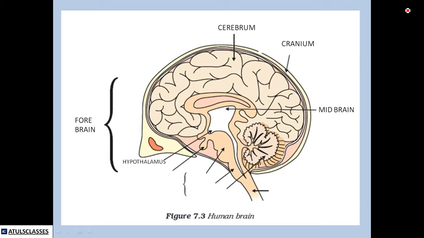Then we have the midbrain, then the pons, medulla, and the cerebellum. All these three combine to form the hindbrain. These are connected with the spinal cord, so we call the hindbrain the brain stem also. One most important endocrine gland that is also present in the brain is the pituitary gland. So it acts as an endocrine gland.